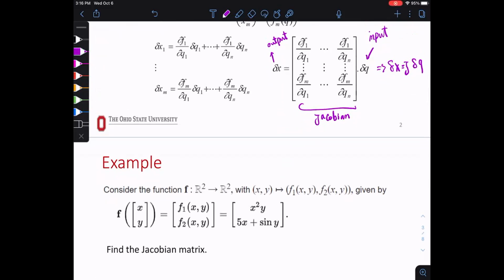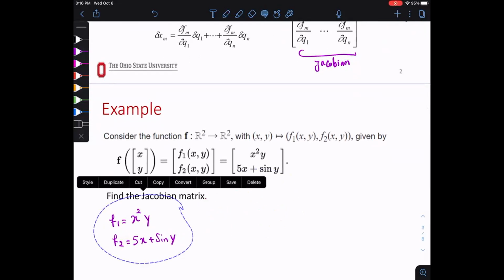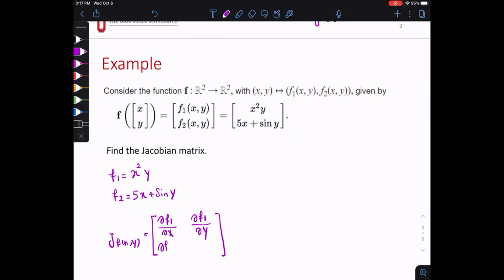So let's identify F1 and F2. We already identified them, but let's write it here. F2, 5x plus sine of y. Right? So what would be the Jacobian of this? How would it look? So partial of F1 with respect to x, our first variable, partial of F1 with respect to our second variable. And if we had more, we'd continue writing. And then partial of F2, our second sub-function, with respect to our first variable, and F2 with respect to our second. So you should be able to find what this is.